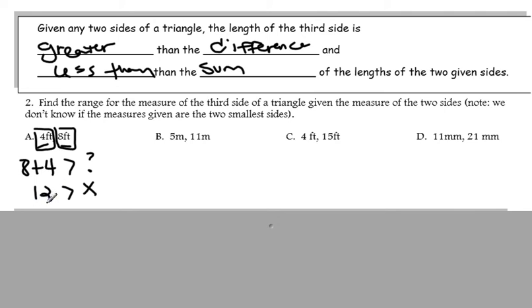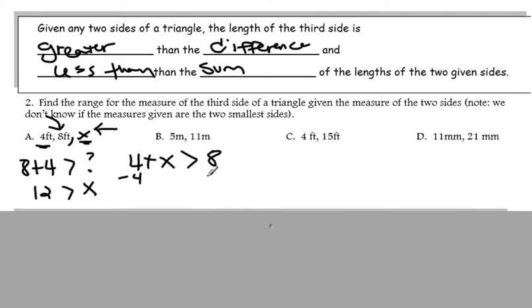Well, what if these aren't the two smallest numbers? What if 4 is the smallest side and the third side, x, is the other smallest side, and 8 is the largest side? Well, that means that the sum of the two smallest numbers, 4 and x, we don't know what x is, that's just the third side, has to be greater than the largest side. So I'm just solving an inequality here.